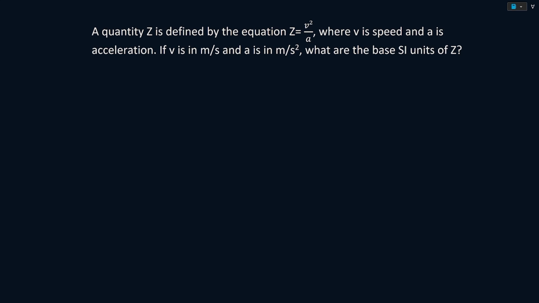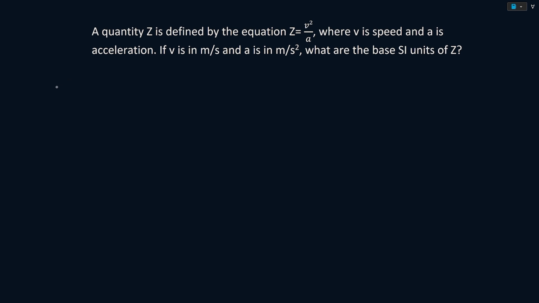A quantity z is defined by the equation z is equal to v squared over a, where v is speed and a is acceleration. If v is in meters per second and a is in meters per second squared, what are the base SI units of z?